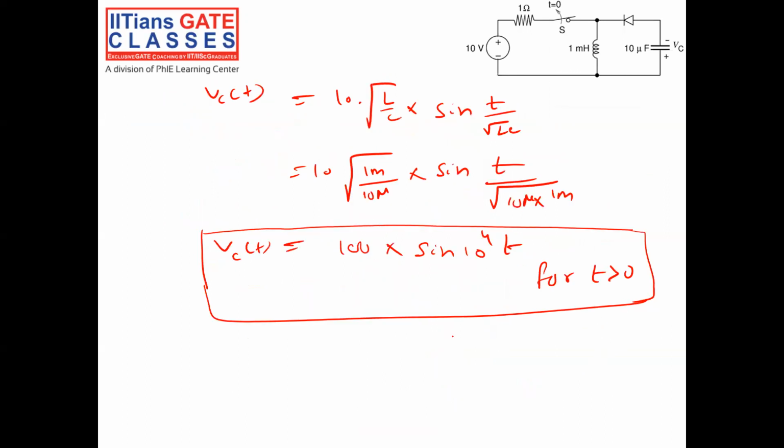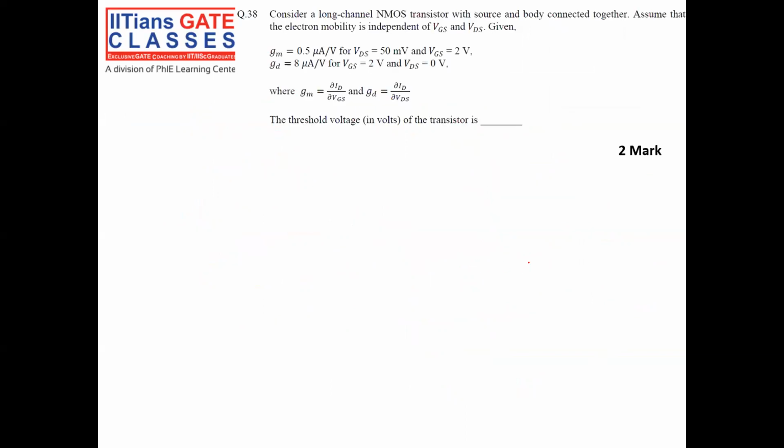Right? Now Vc of t will be 100 into sin 10 power of 4t. Okay, this is the answer. Let us see the next question.